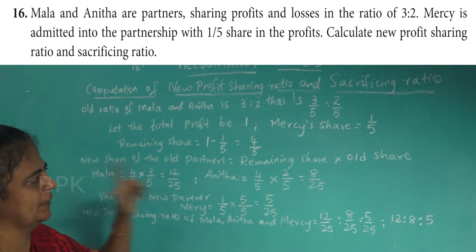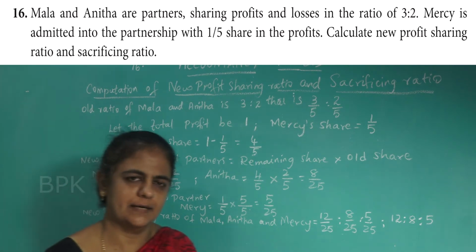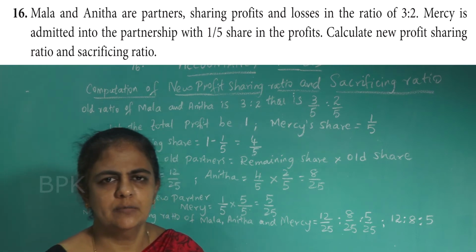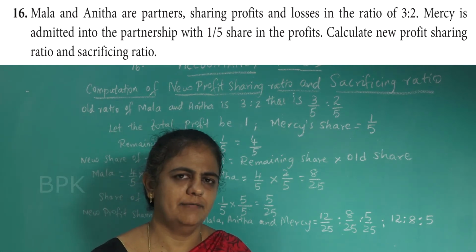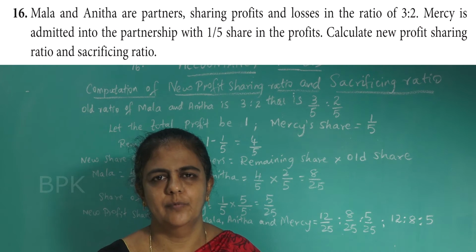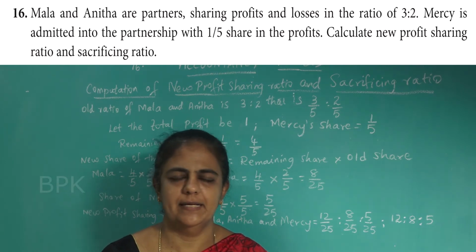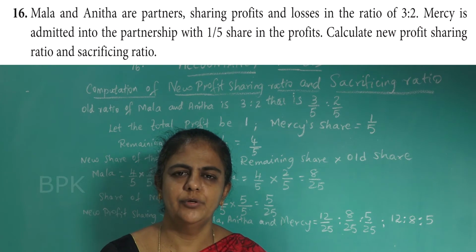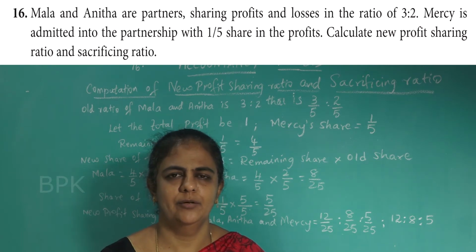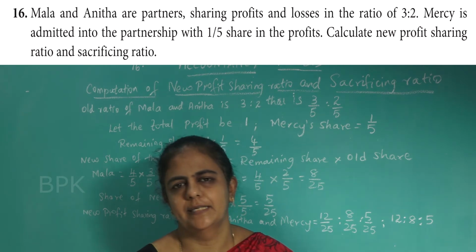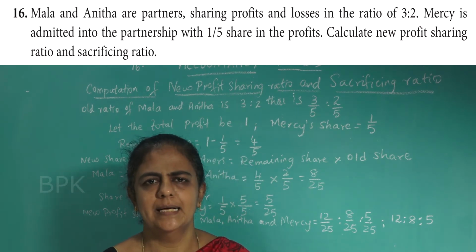Now what is the sacrificing ratio? You are asked to calculate the sacrificing ratio. But in this question, see what things you need to calculate the sacrificing ratio? Nothing is given there. Share sacrificed is not given, proportion of share sacrificed is also not given, and the new profit sharing ratio also is not given. So you have to assume that the old ratio is the sacrificing ratio. In that ratio only they are sacrificing.